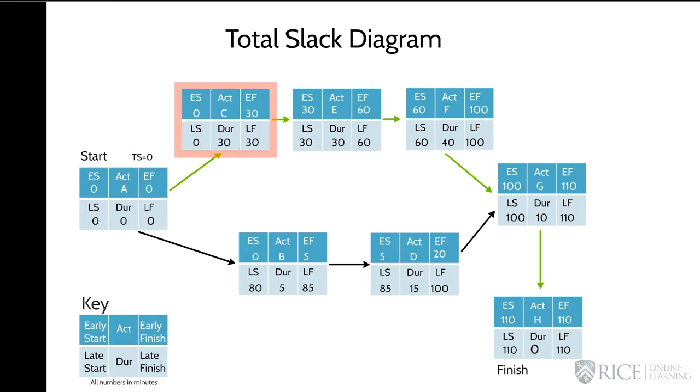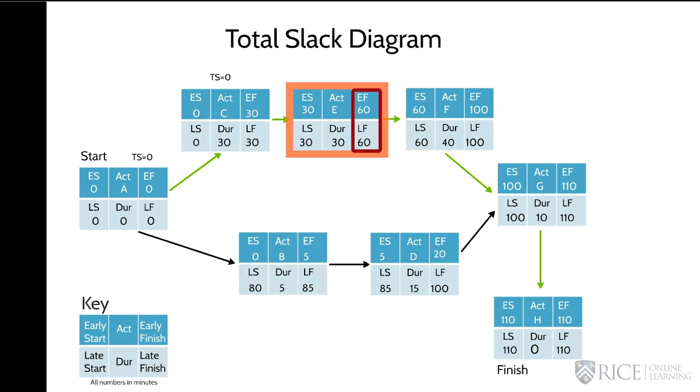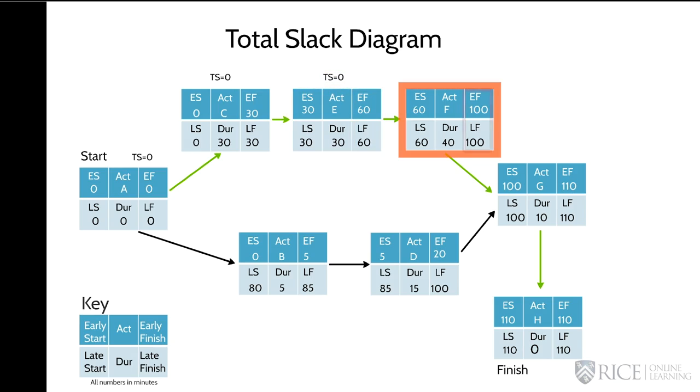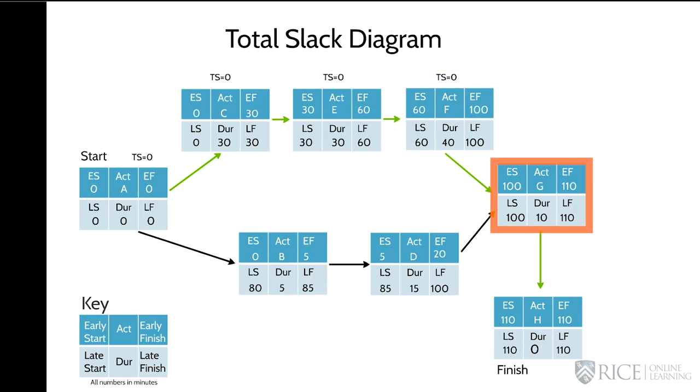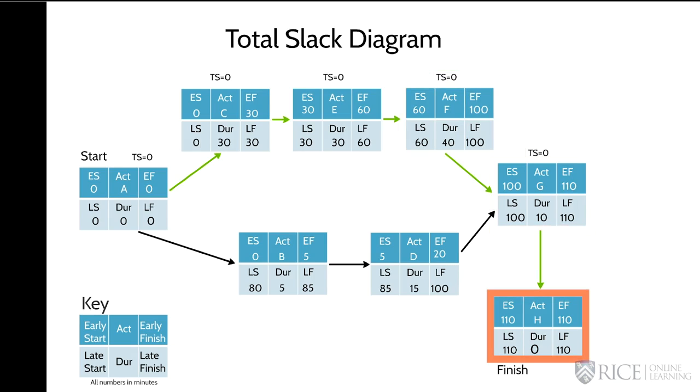Moving to box C, if you take the late finish of 30 and subtract the early finish of 30, you get 0. You can start to see a trend here. For task or activity E, the late finish minus the early finish is also 0. For F, the late finish minus the early finish is 0. For G, the late finish minus the early finish of 110 equals 0. And for H, we get the same result. The late finish minus the early finish of 110 each gives you 0.